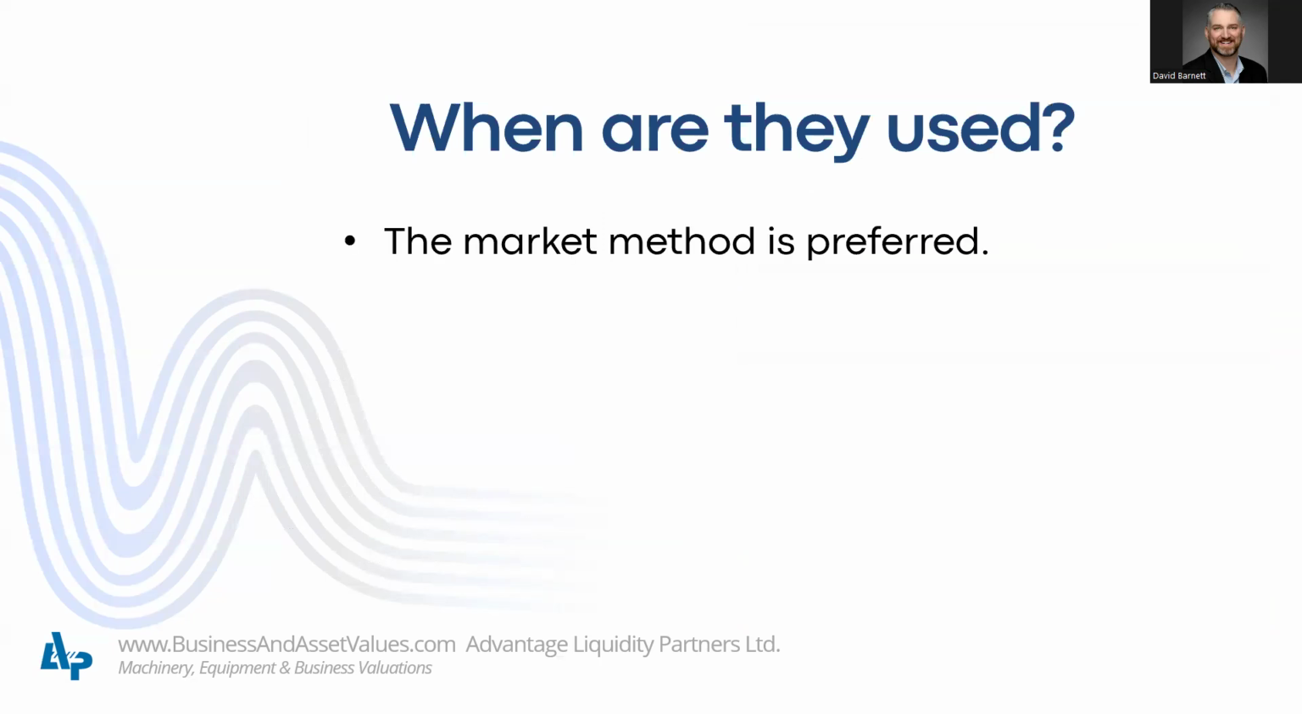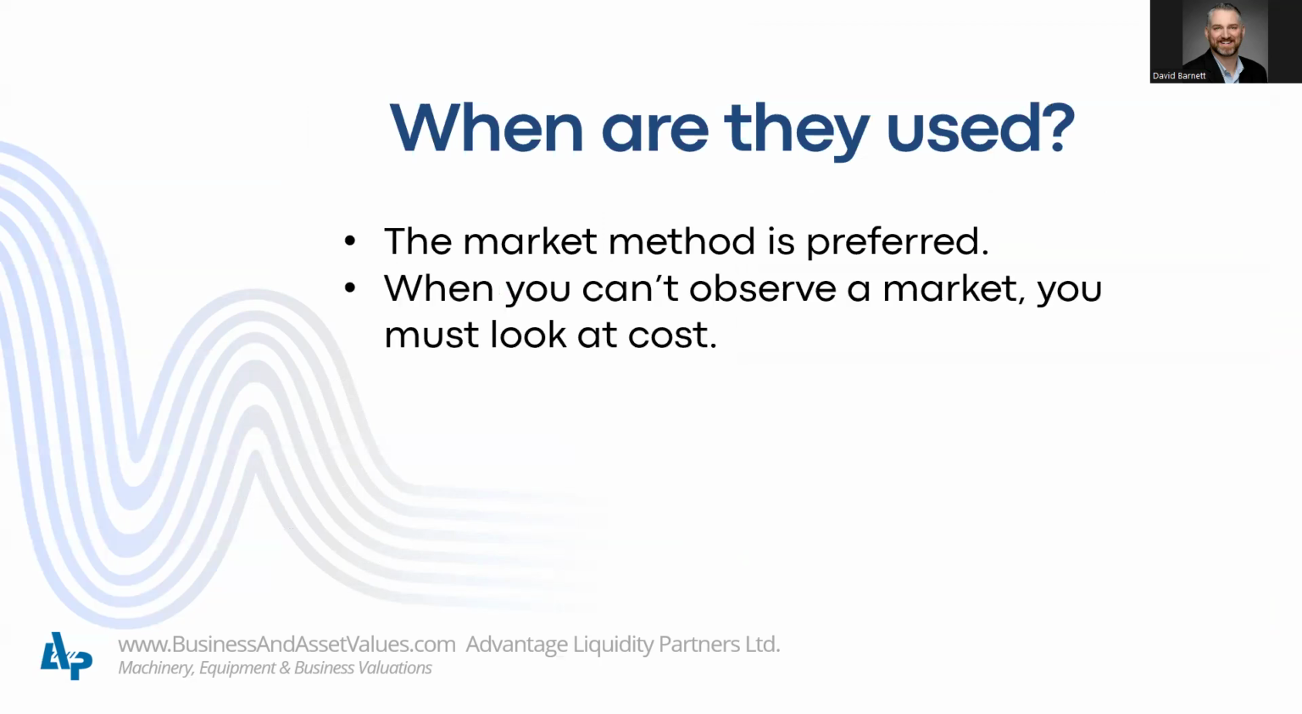So when are these methodologies used? Number one, the market method is the preferred method. Every time we can, we're going to always try to go to the market and see what people are really paying for the piece of equipment out there. But sometimes you can't observe a market. So we have to look at the cost. So why, for example, would you not be able to observe a market?